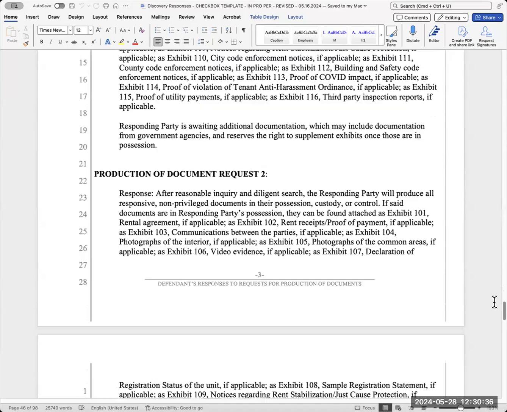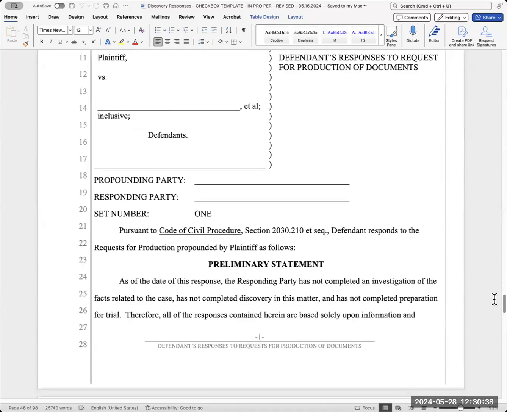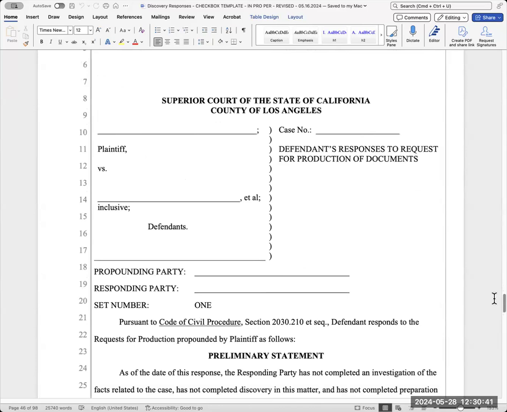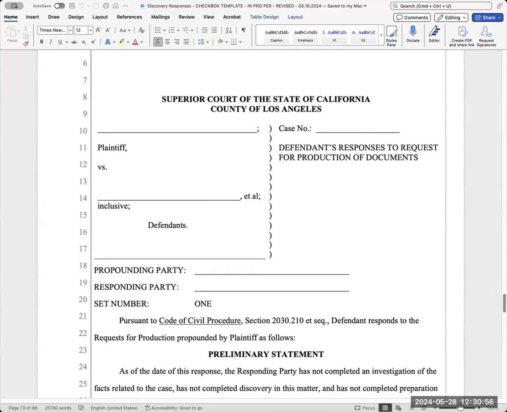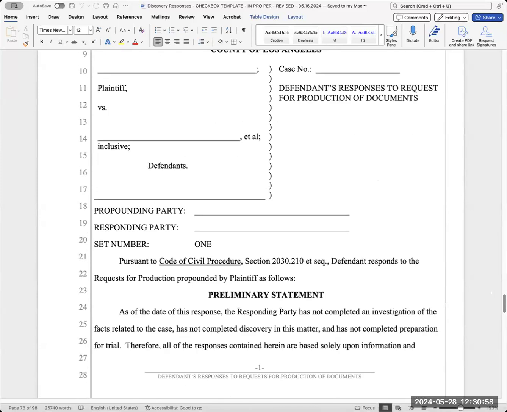And then we're going to skip down to the request for production of documents. Okay. Request for production of documents, they can ask an unlimited number of questions, right? But the response to all those questions is going to be pretty much the same. It's basically going to say, if I have the documents that you're asking for, the evidence you're asking for, it can be found in my binder.